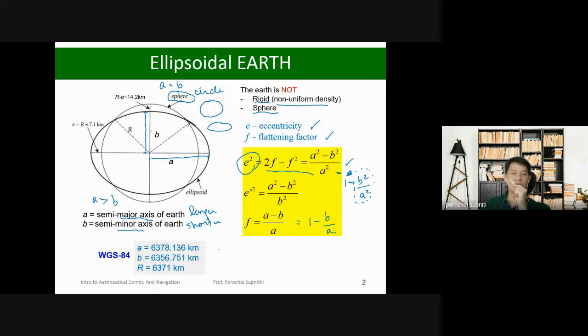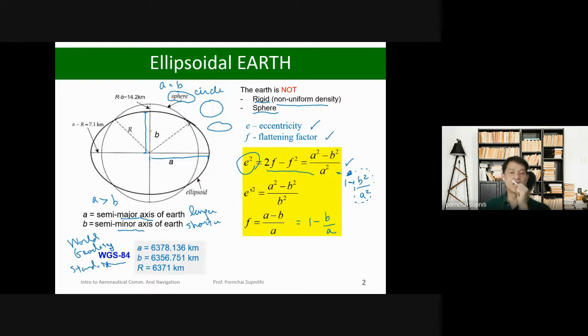It's also a question of what A and B are for our Earth. We have a world standard that tries to compute A, B, and also the radius of Earth. In different systems, they compute differently. One of the important standards is called WGS. I think it stands for World Geodesy standard.